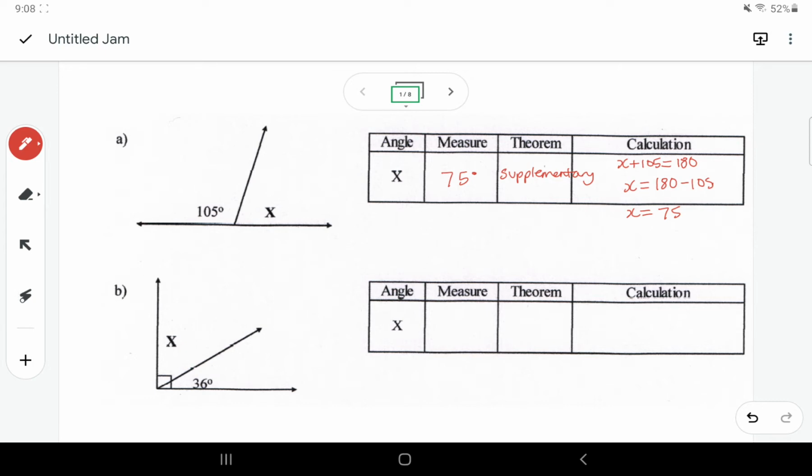The next one is very similar, but it's complementary. Remember that complementary angles add up to 90 degrees. So here X plus 36 equals 90. And we see that with that right angle box in there. So X equals 90 minus 36. So then X is equal to 54 degrees. And I'll put my answer in that measurement box. So just double checking your work there.